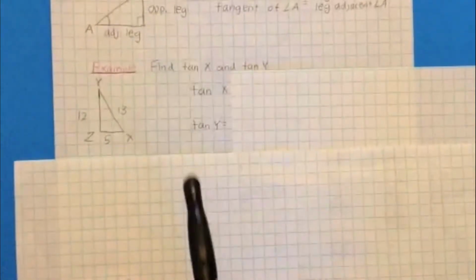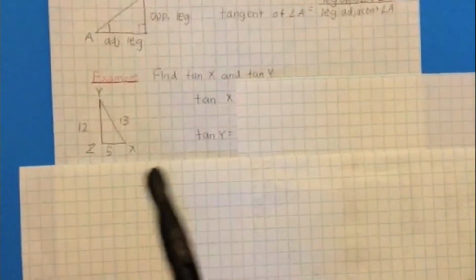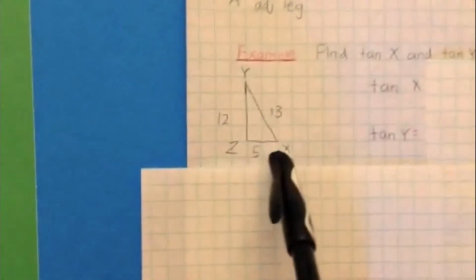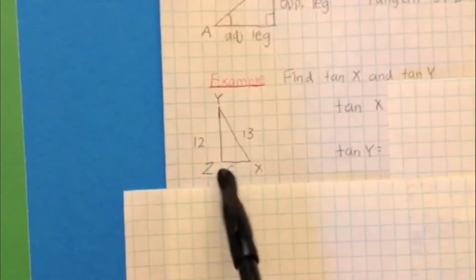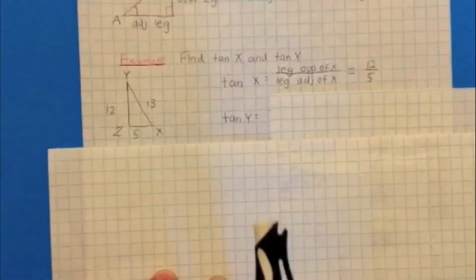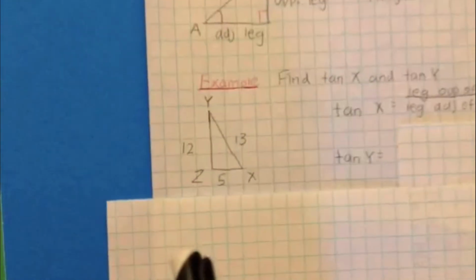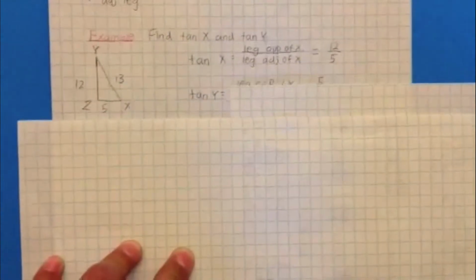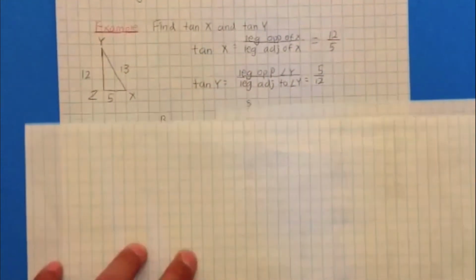So, let's try to find the tangent of x first. First you have to find the leg opposite and the leg adjacent. So the leg opposite of x is 12, and the leg adjacent to x is 5. So, for your answer, you should get 12 over 5. Now let's try to find the tangent of y. The opposite leg of y is 5, and the adjacent is 12. So your answer should be 5 over 12. Yay!